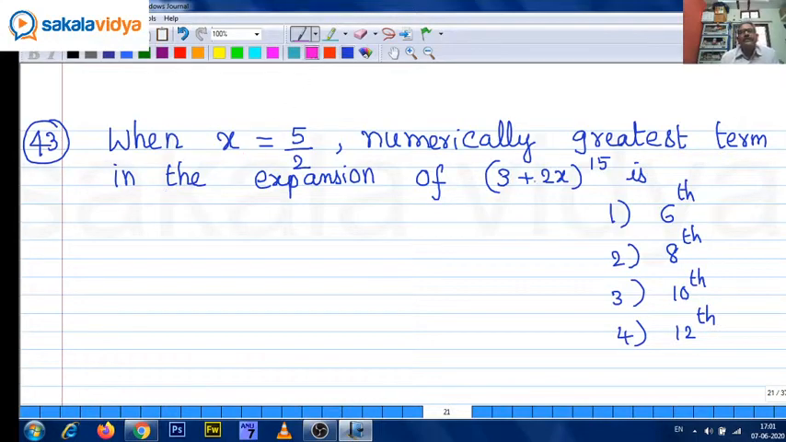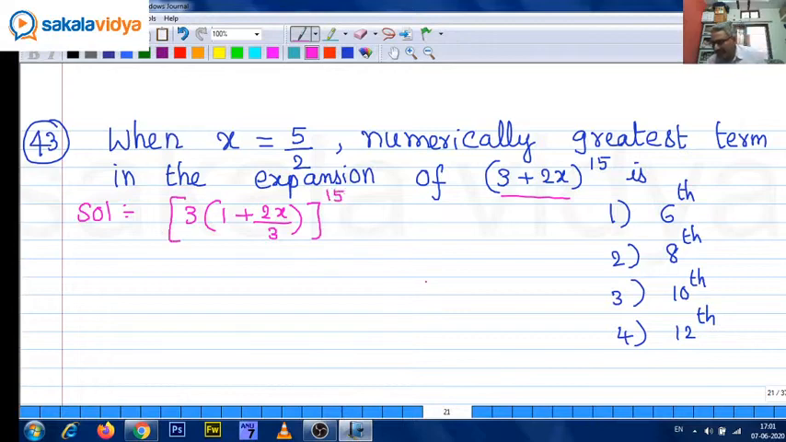When x is equal to 5 by 2, we need to find out the numerically greatest term in (3 plus 2x) whole to the power of 15. Now solution, write down. Take 3 common. You can write 3 to the power of 15 times (1 plus 2x upon 3) whole to the power of 15. Unless it is put in the form of (1 plus x) whole to the power of n, we cannot find out the numerically greatest term.